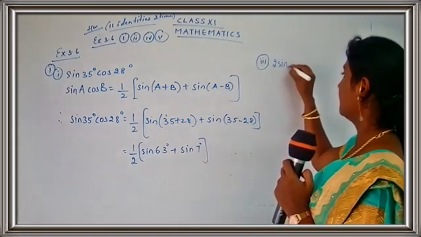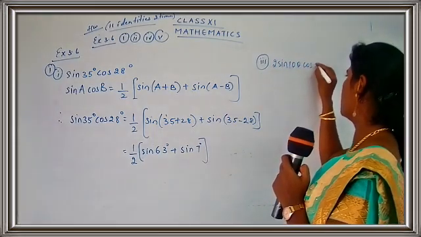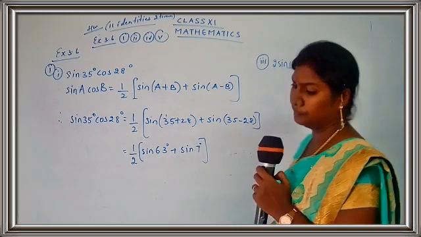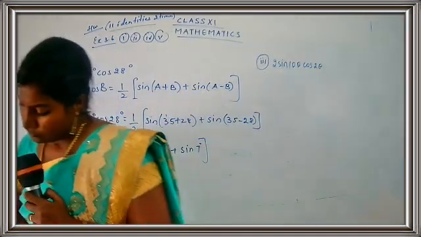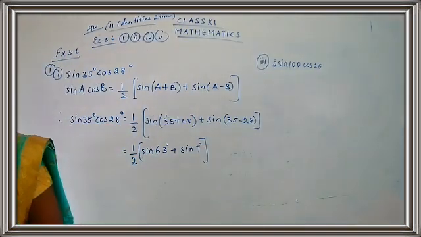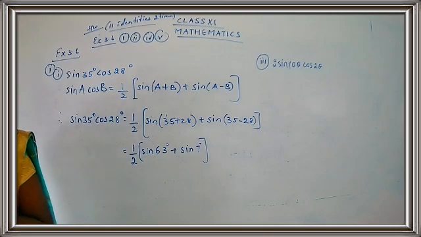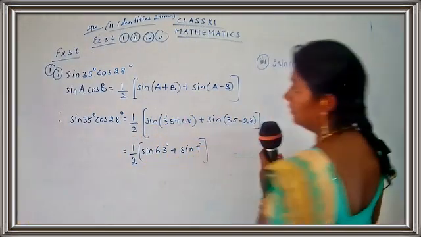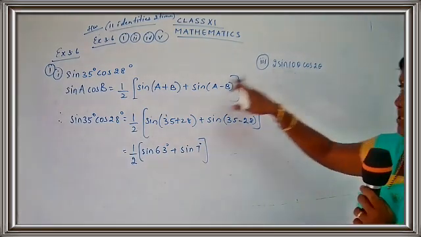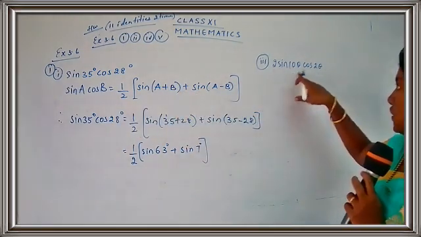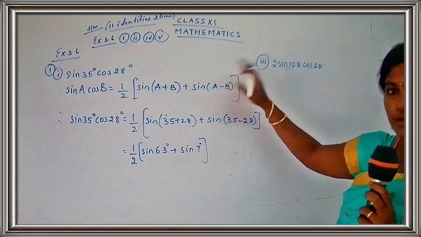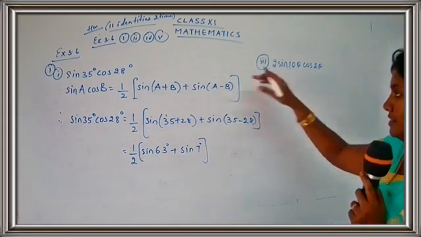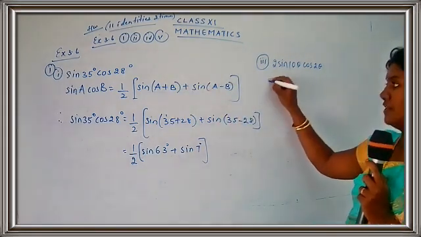2 sine 10 theta cos 2 theta. This is the question given to you. Again, I'm just going to apply the identity. What is this one? First one, sine A cos B. The 2, no need to worry about 2, just keep 2 as it is. We just write down the formula once. Always try to write the formula.